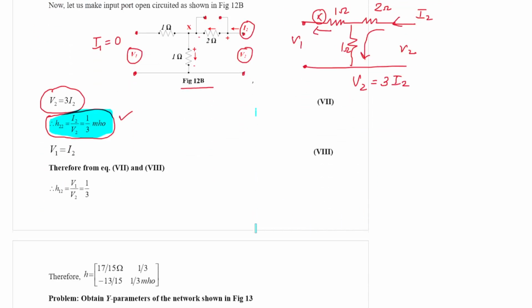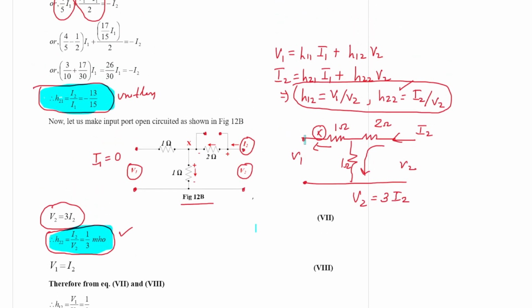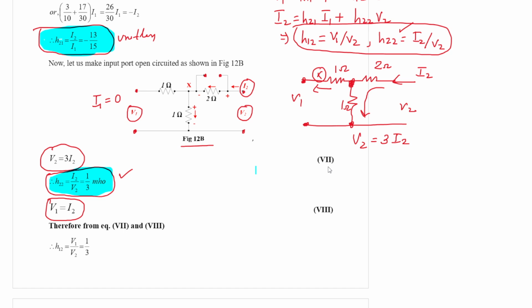And lastly, we have V1 is equal to I2. Why? Because what is this voltage? It is the voltage appearing across the 1 ohm. The current flowing is I2 and the resistance is 1 ohm, so the voltage drop is 1 into I2, which is equal to V1. So this V1 is directly falling on this 1 ohm resistance. That is why V1 is equal to I2. So if you substitute in equation 7, H12 is equal to V1 by V2. Since V2 is equal to 3 V1, V1 by V2 will be 1 by 3. It should be unitless. So that is our fourth parameter we have solved.